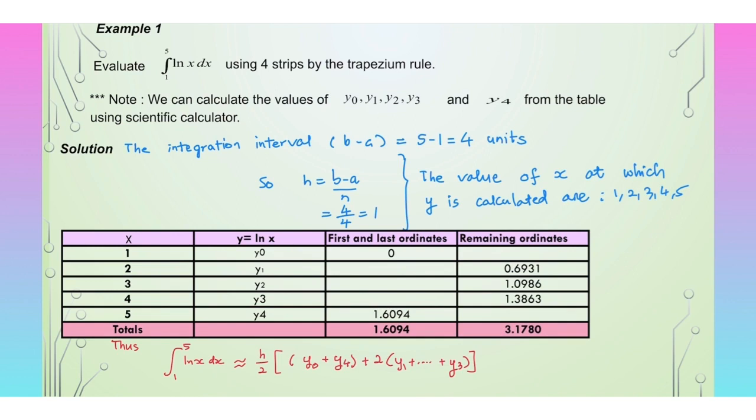1.6094 plus 2 times y1 until y3. And then we input the values. So we have it like this. And lastly, we calculate the value. This should be 3.9828.